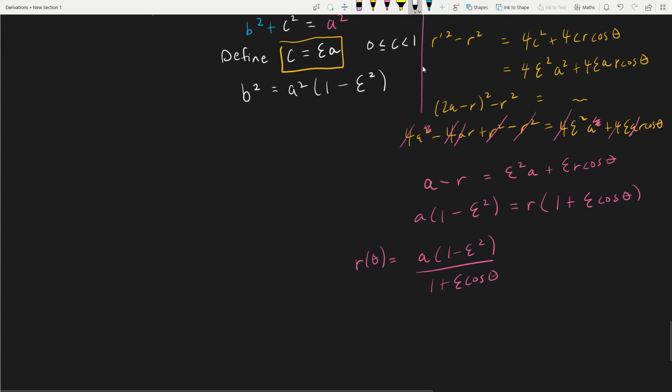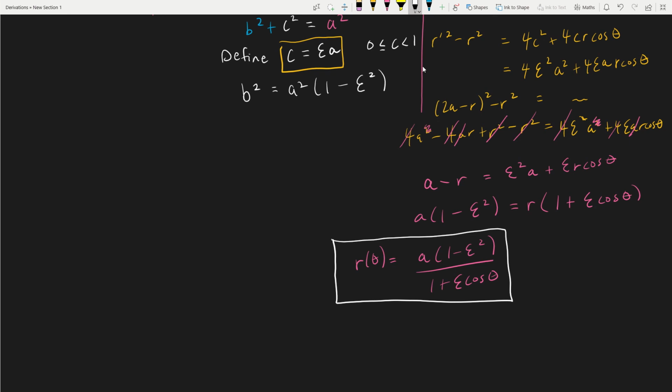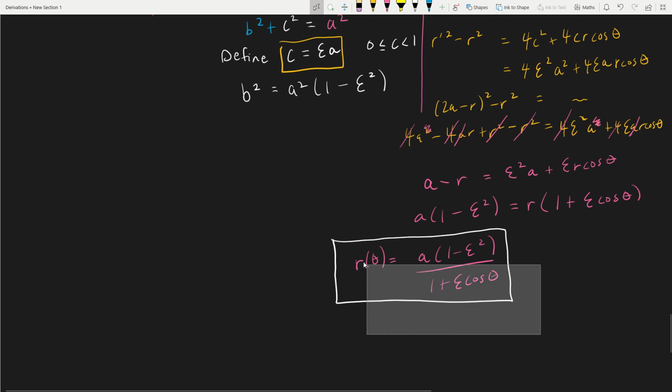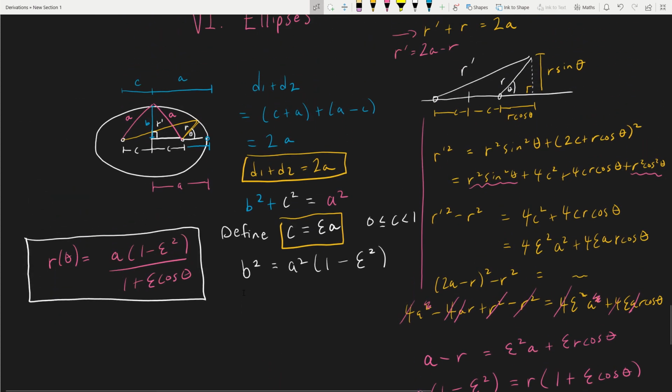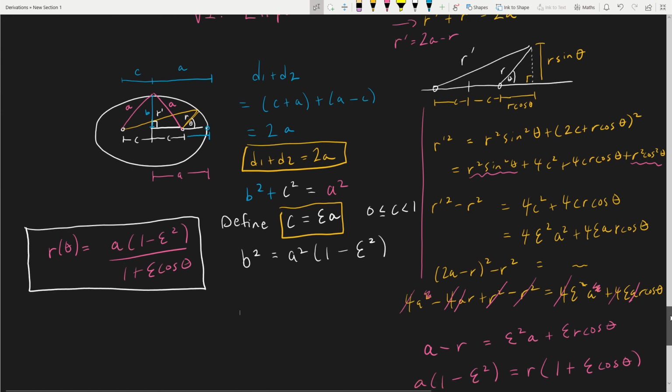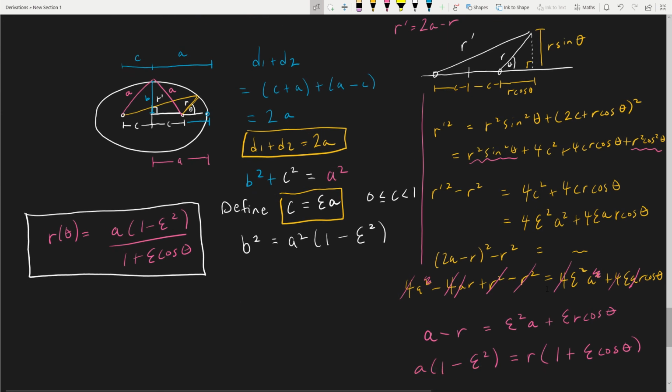Okay, well that's great. That was the goal I wanted to show in this video. Remember, epsilon is just a constant, a is just a constant, and theta is changing. We have now shown how r is a function of theta for an ellipse. You'll notice we didn't even touch the standard form of an ellipse, and I didn't want to because it convolutes what we're trying to show.